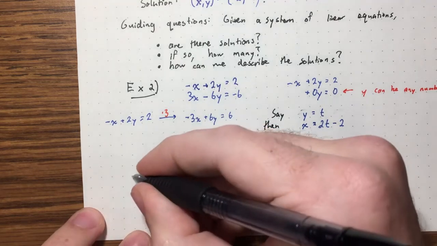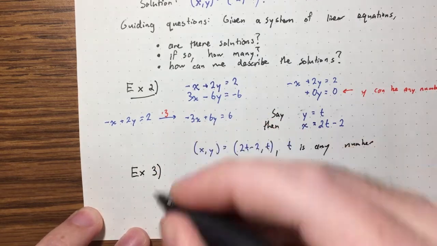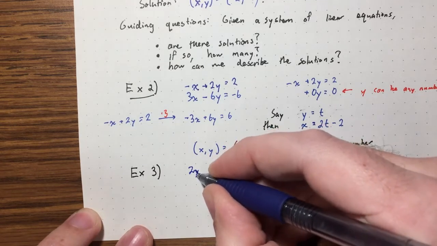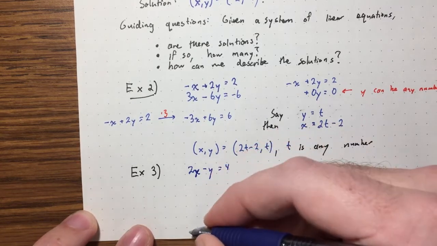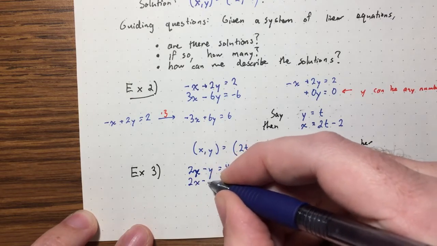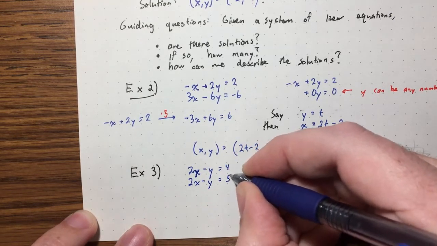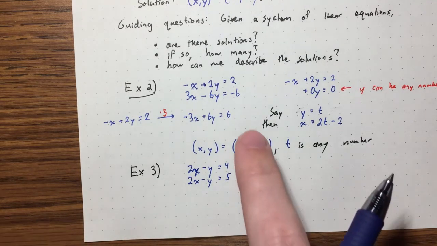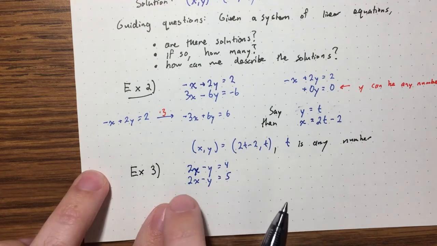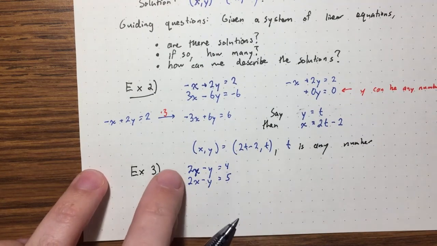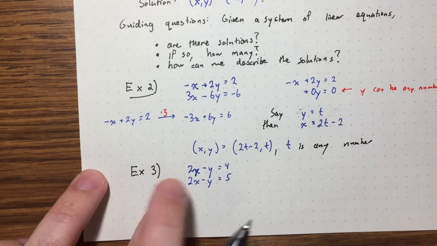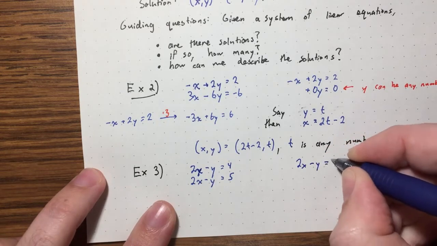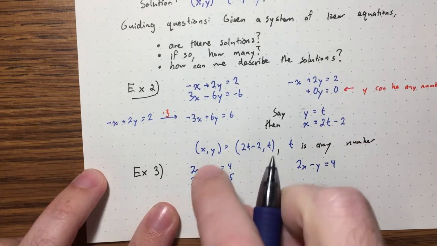Let's do one more example just to show the final possibility. Let's do 2x minus y equals 4, and 2x minus y equals 5. Okay. Well, if we try the same idea, let's take our second equation and add or subtract an appropriate multiple of the first one. Let's just subtract the first one exactly. I'm going to take my second equation and subtract the first equation.